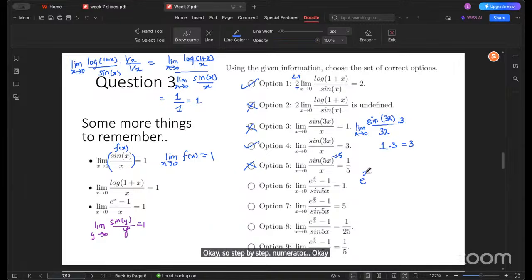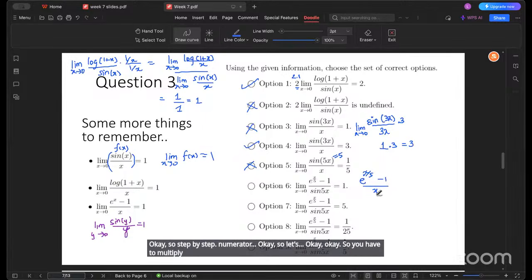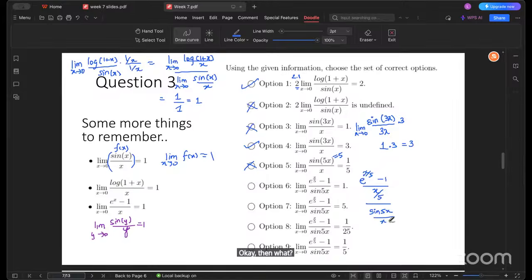Ma'am, we have to multiply x by 5. Okay, so you have to multiply and divide this by x by 5. Okay, then what? Then again multiply and divide by 5x for the sine 5x to get to 1. So you want to multiply and divide by a 5 here again. Yes. So in that case, what are you getting? Here you have sine 5x and then you have here 5x.